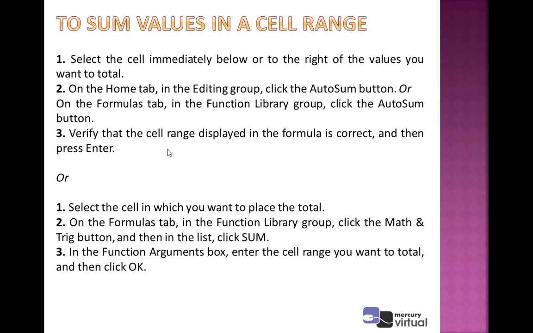Either you can use these 3 steps, or you can use another method that is available in the OR option. First one says select the cell in which you want to place the total. First of all select the cell where the output comes. Then the second point says go to the Formulas tab in the function library group, click the Math and Trig function. This is the mathematical and trigonometric functions button. Then in the list, click on the sum function. In the function argument box, enter the cell range you want to total and then click OK.